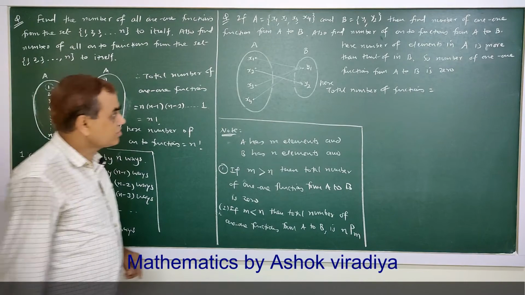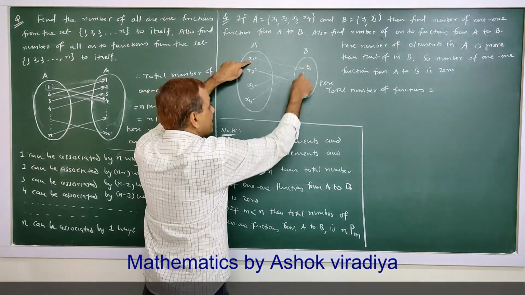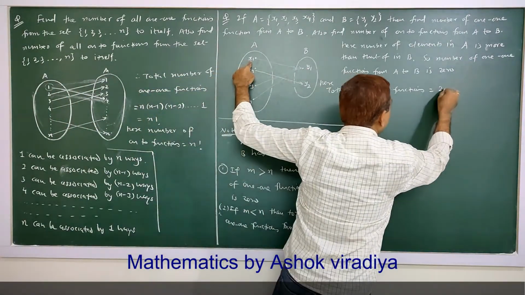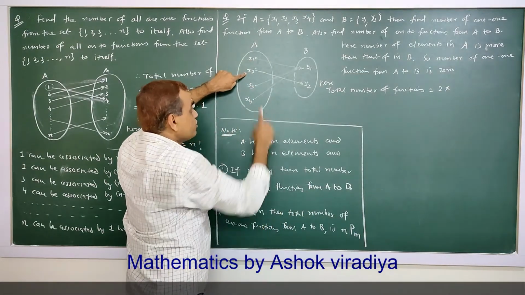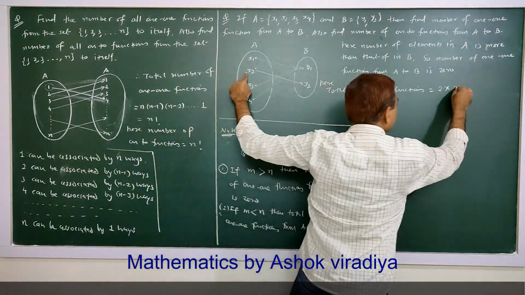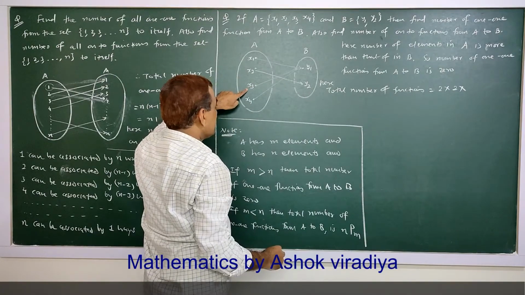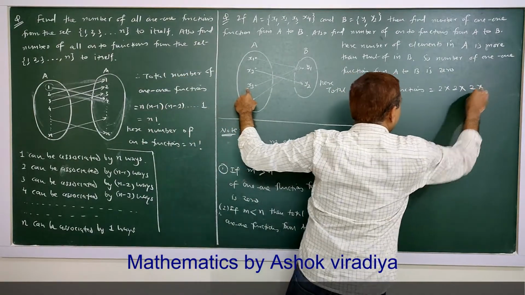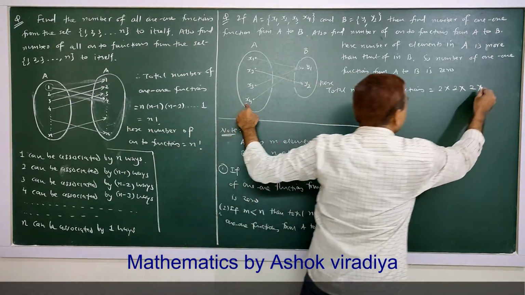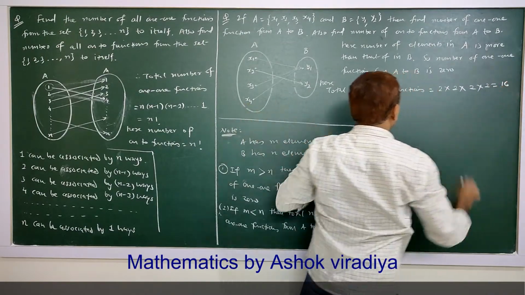So for the total number of functions, x1 can be joined in two ways, x2 can be joined in two ways, x3 can be joined in two ways, x4 can be joined in two ways. So there are 16 functions in total.